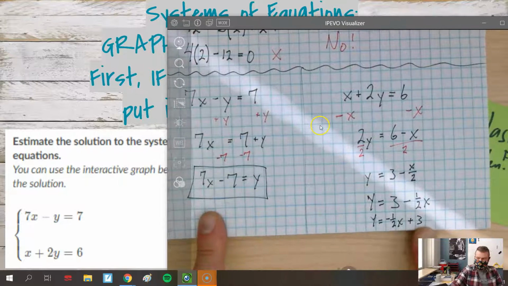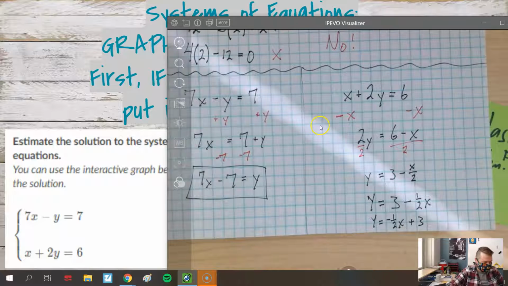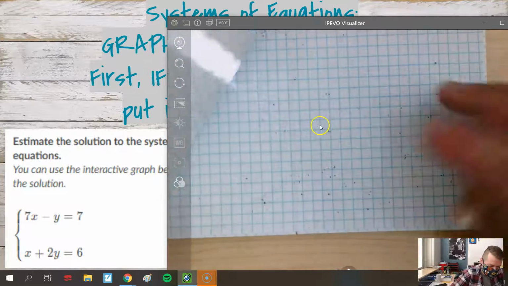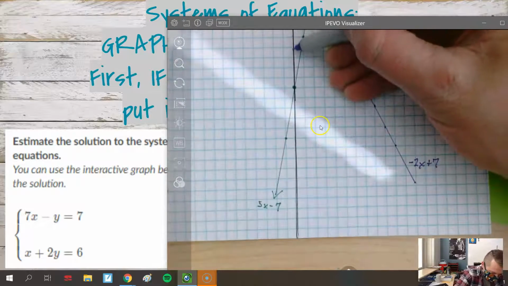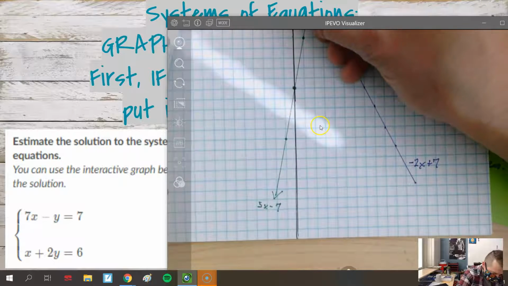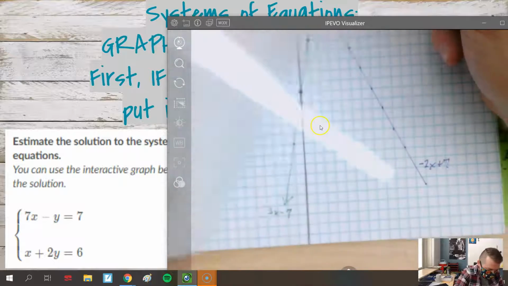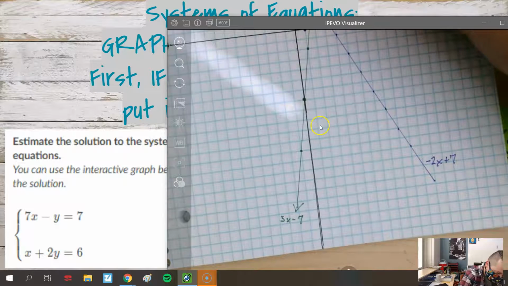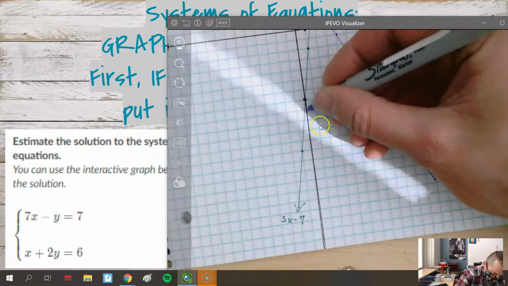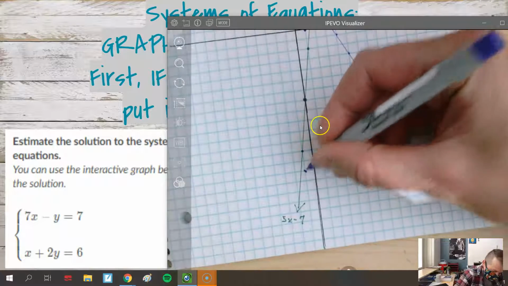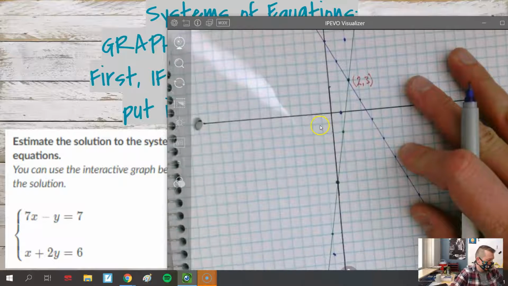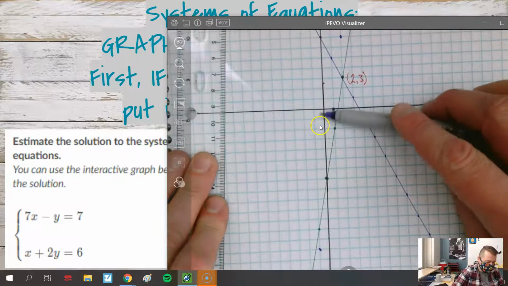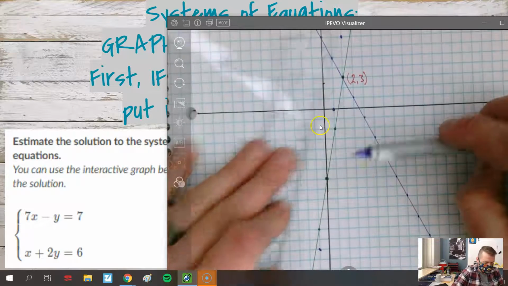Now we take both of these and graph them on our graph. I'm going to do this one in purple. So start at negative 7, go up by 7. Does anyone have any questions on how we are graphing this? So we started at the y-intercept of negative 7. Our slope is positive 7, so we're going up 7, right 1, or down 7, left 1.